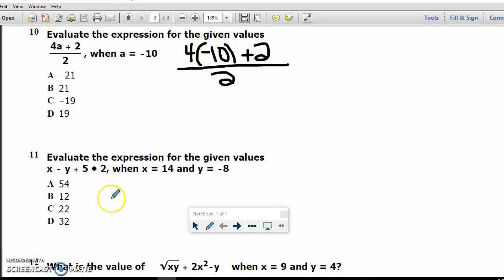Okay, then the next thing you're going to do is make sure you go through GEMS to solve. So according to GEMS, we take care of our grouping symbols where our division is our grouping symbol. In order to get rid of that, we have to do what's on the top first. So after GEMS, we have exponents. There are no exponents there. Then we have multiplication and division. Well, 4 and -10 should be multiplied. So 4 times negative 10 is negative 40.